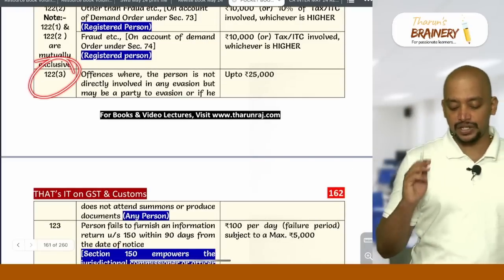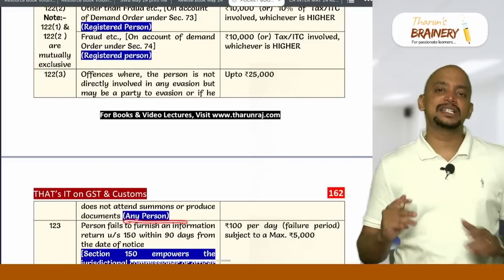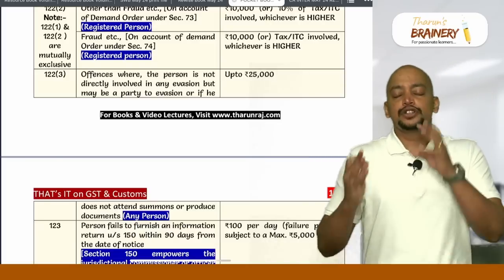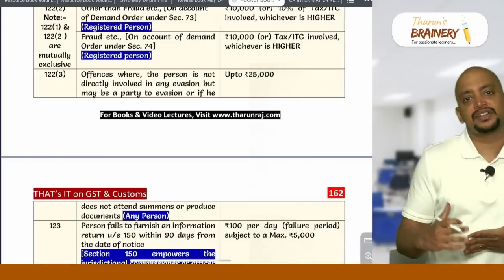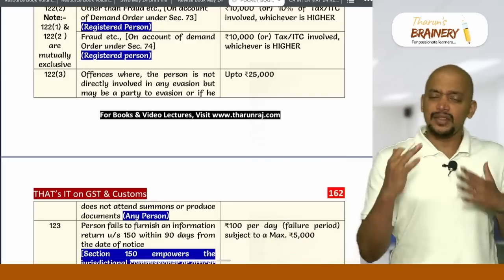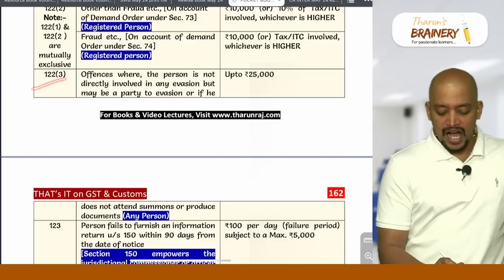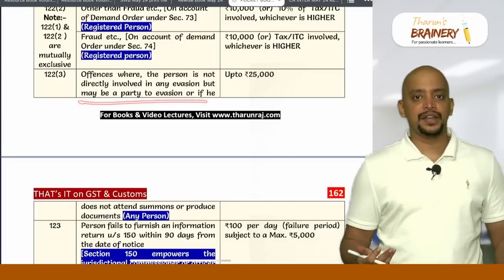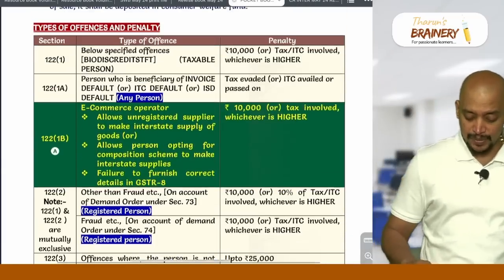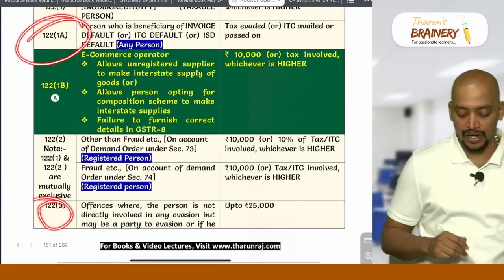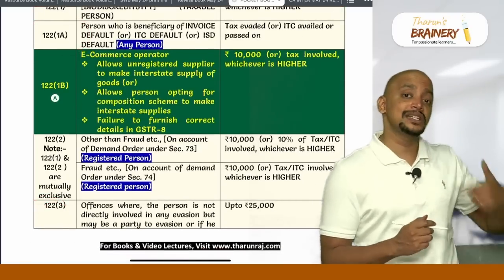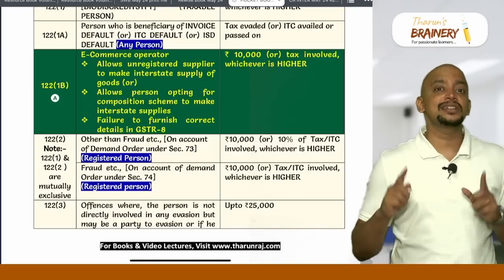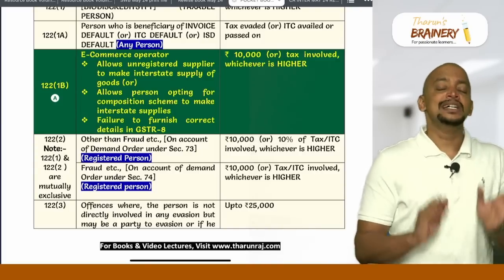Then 122 subsection 3. So this is again on any person. Basically 122 subsection 3 is not on the main character, but it is on the supporting character. So a person who is not the main culprit in the offence, but he is assisting, in that case 122 subsection 3 will come. Offences where the person is not directly involved in any evasion, but may be party to the evasion. Then what is the difference between 122 subsection 1A versus 122 subsection 3? In 122 subsection 1A, at whose instance the offence is committed and they retain the benefit of the offence. But 122 subsection 3 is they are not retaining any benefit of the offence, they are just a party to the offence.